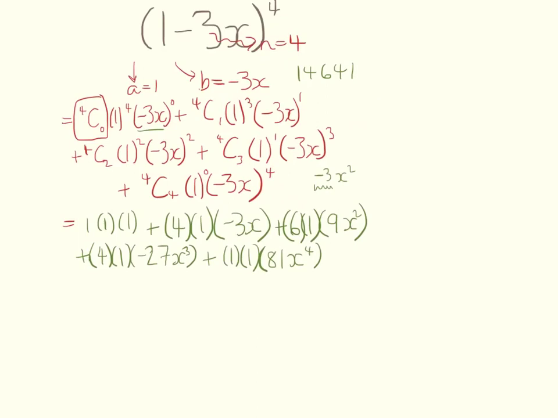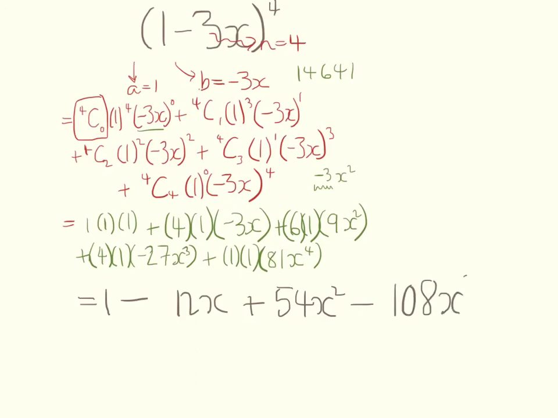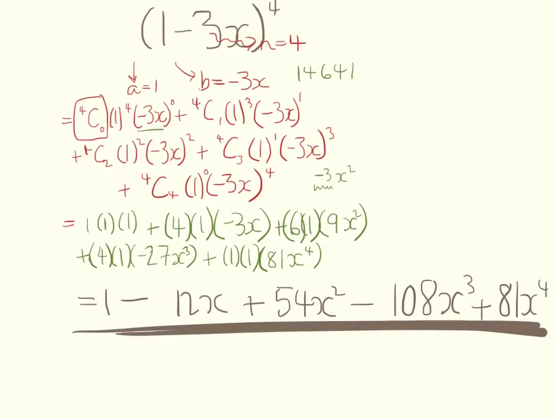So we get 1 plus, oh no wait, 1 minus 12x plus 6 times 9, 54x squared minus, okay, 27 times 4 is 108x cubed plus 81x to the 4. Okay, and that's our final answer.